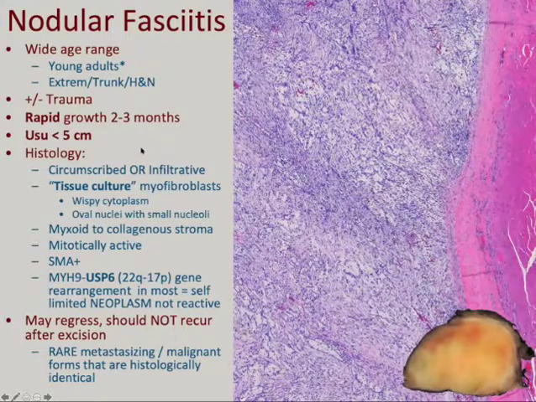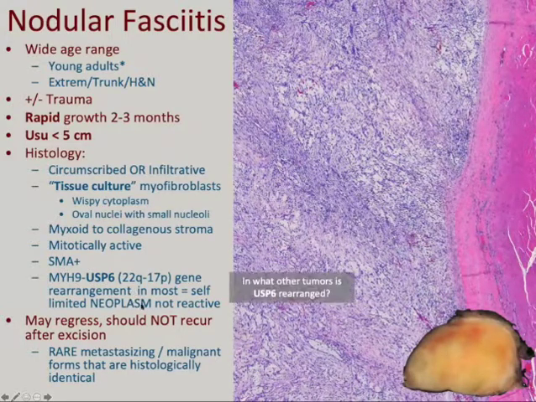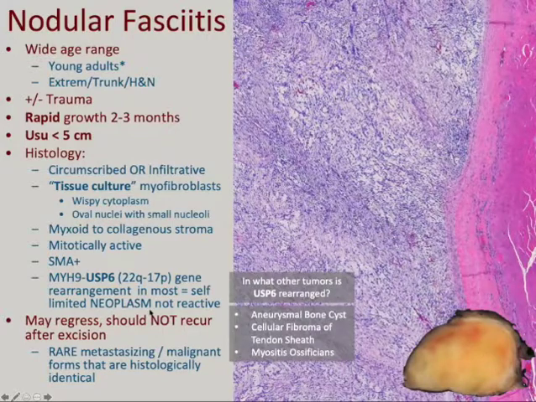Remember, rapid growth, 2 to 3 months. This should not be a long-standing lesion. Can be circumscribed or infiltrative. Is defined by its myofibroblastic phenotype, SMA positive, and USP6 gene rearrangement. Here are the other tumors that are USP6 rearranged, right? ABC, sometimes myositis ossificans, sometimes fibroma of tendon sheath.